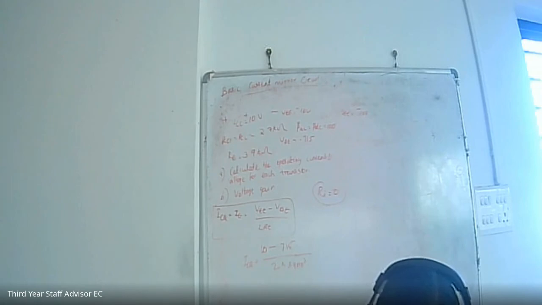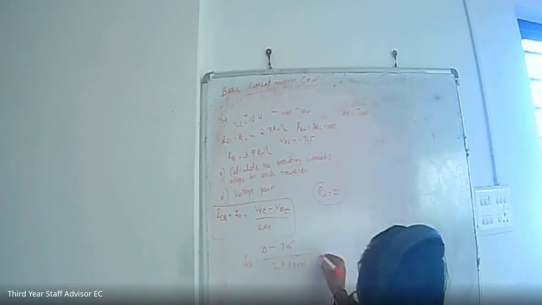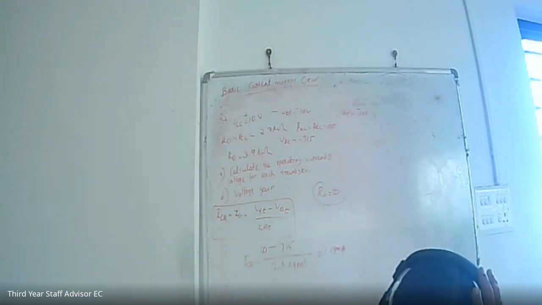So what is the value of IE or ICQ? What is your value? Okay, 1.19 milliampere. You can see 1.19 milliampere. Okay, this is your equation. So I equal to this.